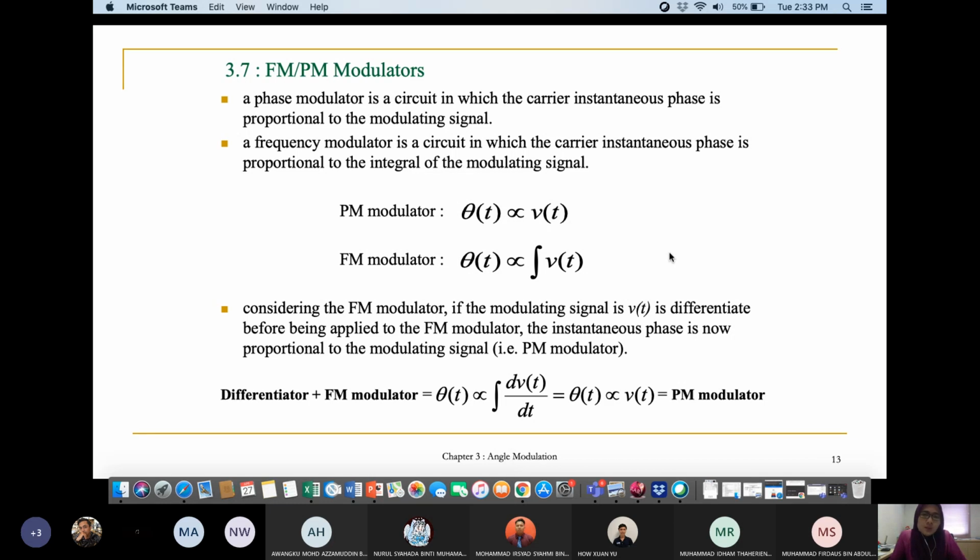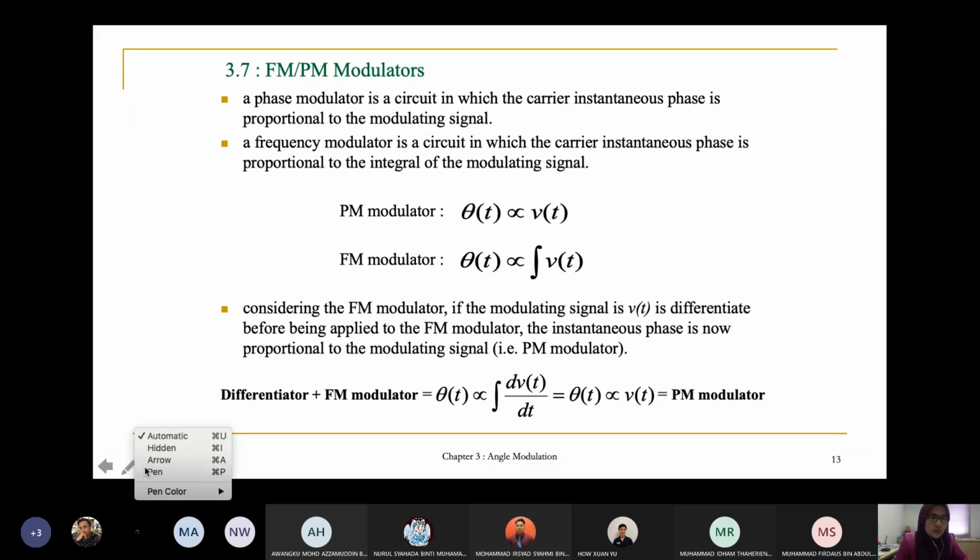In the previous lecture, you have learned the definition of frequency modulation and also phase modulation. So basically, when we talk about angle modulation, it consists of either FM or PM. Also last week you learned how to draw the frequency spectrum based on the Bessel table, and also how to calculate the bandwidth using the Bessel table and Carson's rule.